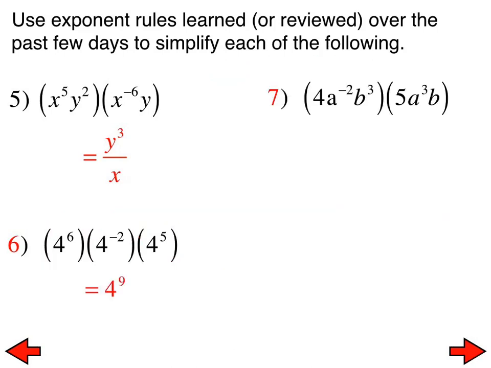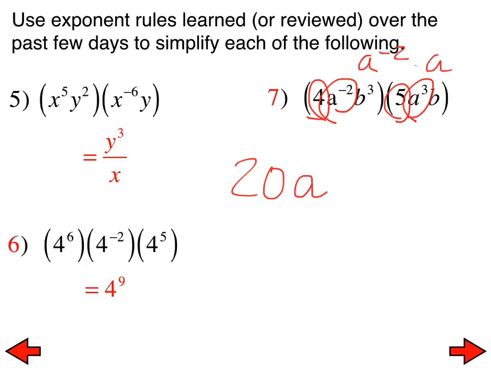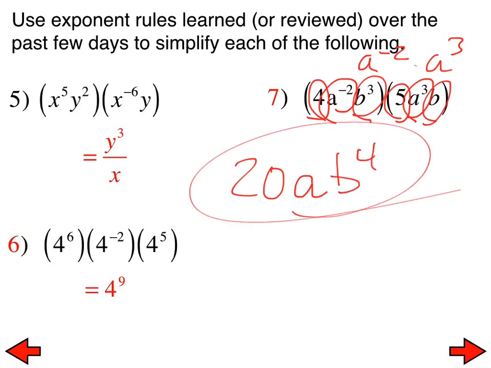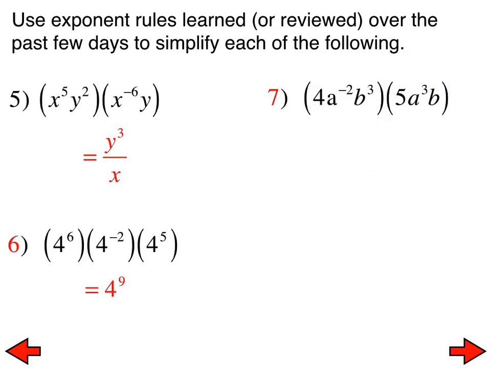And they do that because of what they're doing in number 7. Because they see that, well, look, in this problem, I have to multiply the 4 and the 5 together. That's true. But the 4 and the 5 are not bases. They are coefficients. So we don't multiply bases together. We multiply coefficients together. And then we have an a to the 2nd times a to the 3rd. That's a to the 5th, because we add exponents when we have the same base and we're multiplying. And then b to the 3rd times b is b to the 4th. So number 7 should be 20a to the 5th b to the 4th.